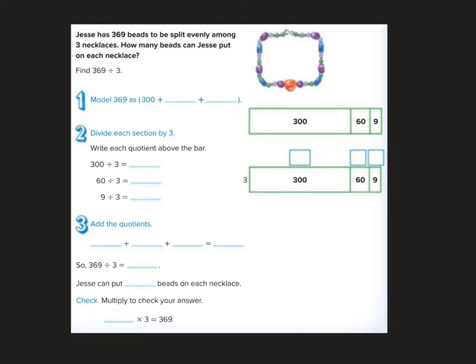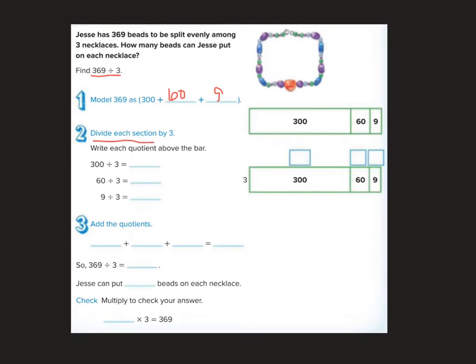All right, so Jessie has 369 beads to be split evenly among 3 necklaces. How many beads can Jessie put on each necklace? So for this problem we are going to be dividing 369 divided by 3. Let's dig into this little partial quotient a little bit further. First I'm going to split up my number 369 into expanded form: 300 plus 60 plus 9.